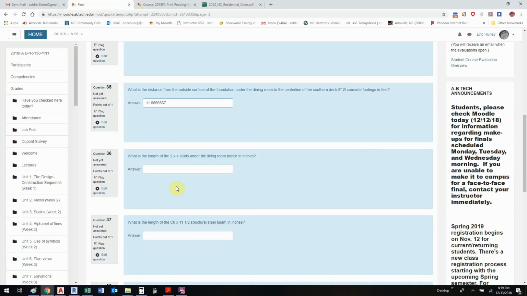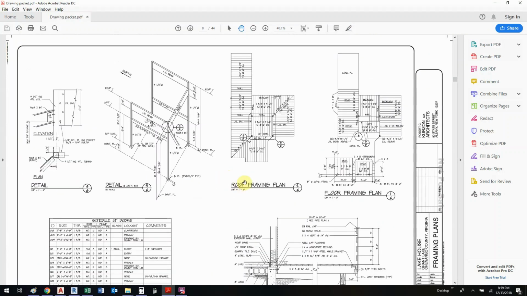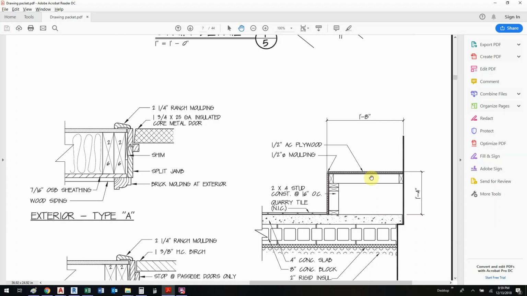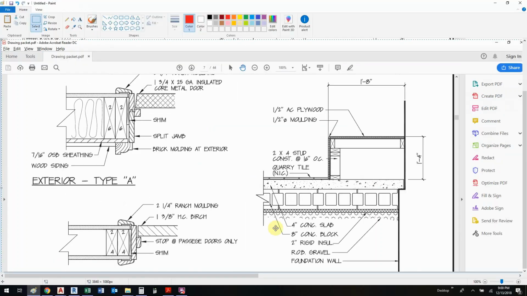All right, what is the length of the 2x4 studs under the living room bench in inches? This one was a real fun one. I know a lot of you guys probably cuss me to death, but look right here at your little bench detail. And what I'm asking for, and I think I told you on the help video, is I wanted that measurement right there. And I wanted it in inches.